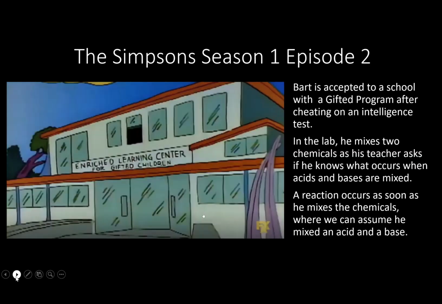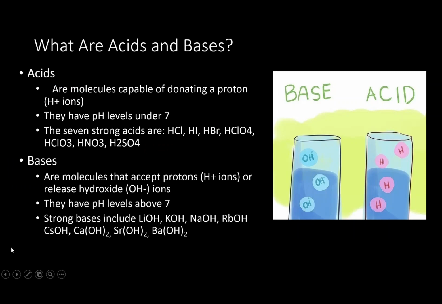So that's a pretty exaggerated representation of an acid-base reaction. But before we go into that, let's define acids and bases. Acids are molecules that are capable of donating a proton, H+ ions. They have pH levels under 7. Strong acids are hydrochloric acid, hydroiodic acid, hydrobromic acid, perchloric acid, chloric acid, nitric acid, and sulfuric acid.